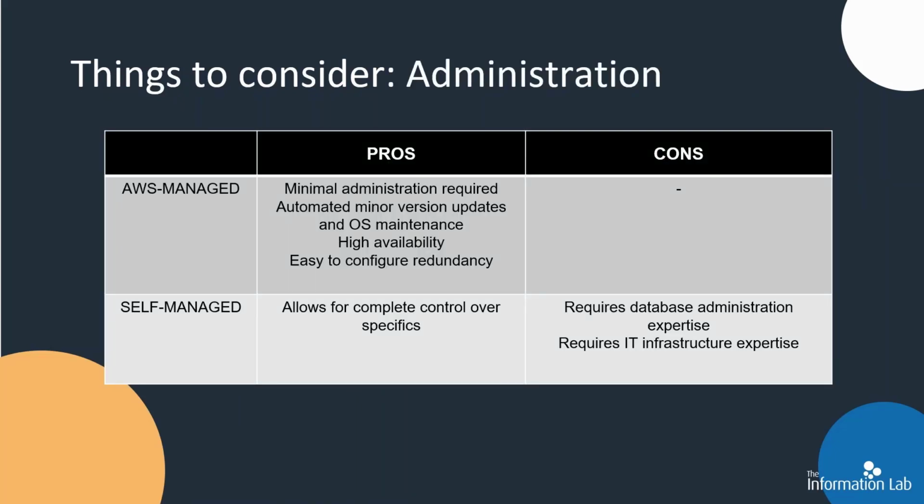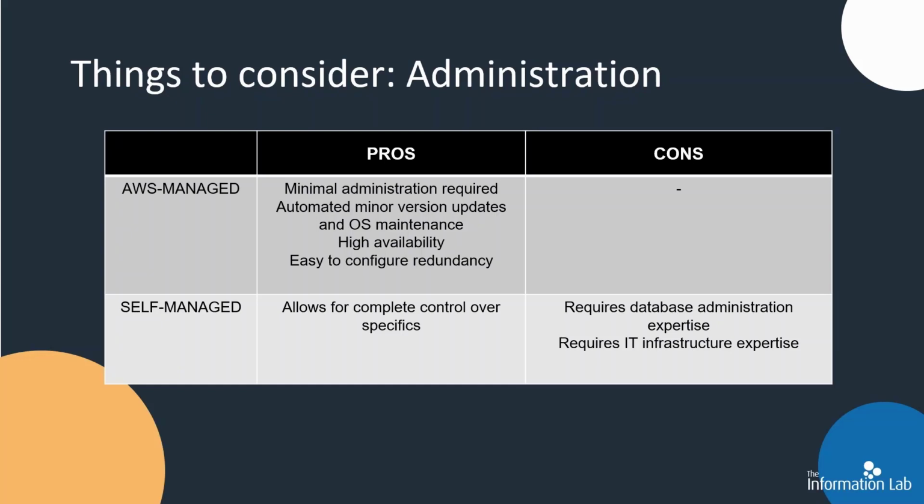So in terms of administration, as you might imagine, an AWS-managed solution is pretty much the best option between the two here. You're going to have minimal requirements for administering the system. All of your minor update versions are going to be automatic. You don't have to worry about managing the OS. You don't have to worry about any of that. You can make sure that it's highly available, and you can easily configure redundancy with these things.